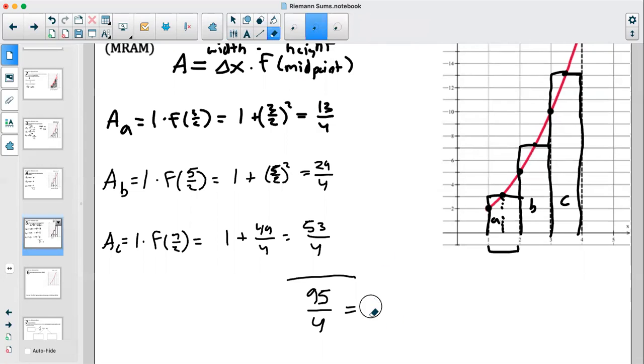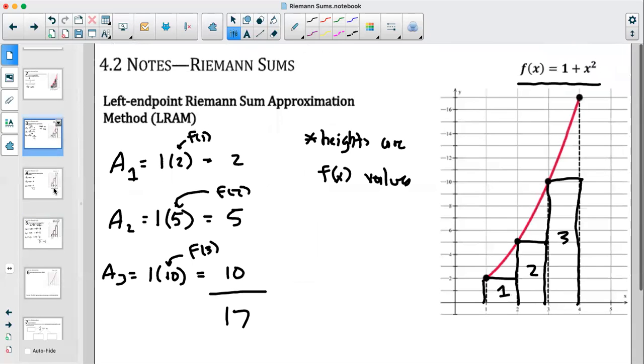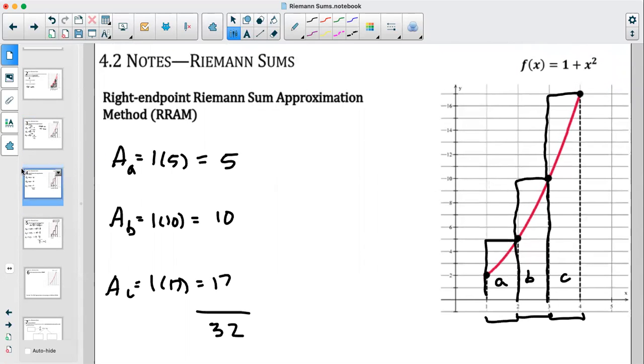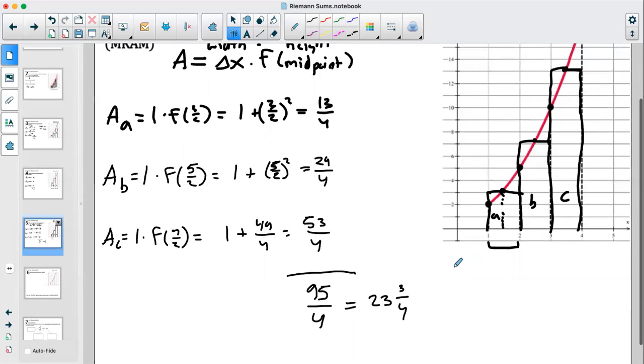My hope is that this area that we found is somewhere in between this one and this one. So I had 17 for the left-hand one, 32 for the right-hand one. Now this midpoint one got me 23.75, which I'll write as 0.75 for you fraction people. This is good. I was hoping this would be in between those. It's clearly a better approximation than either of the other ones. So this is a pretty good job.